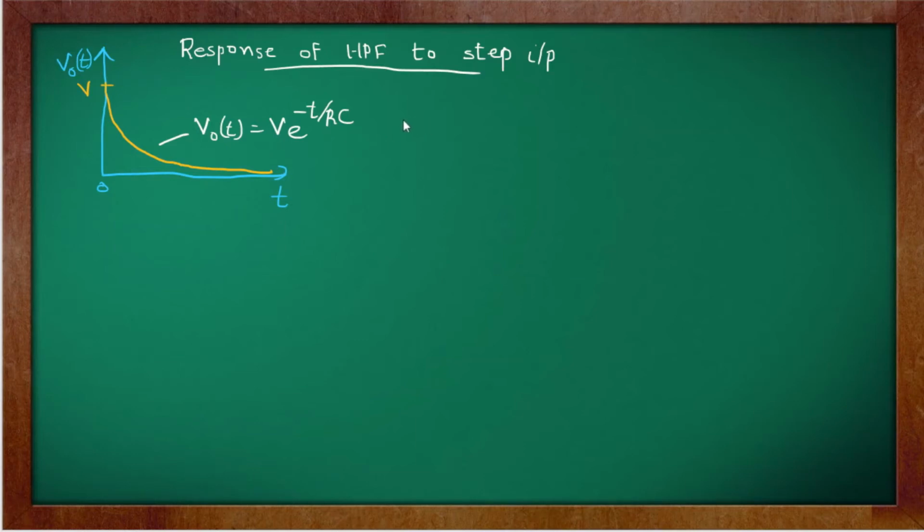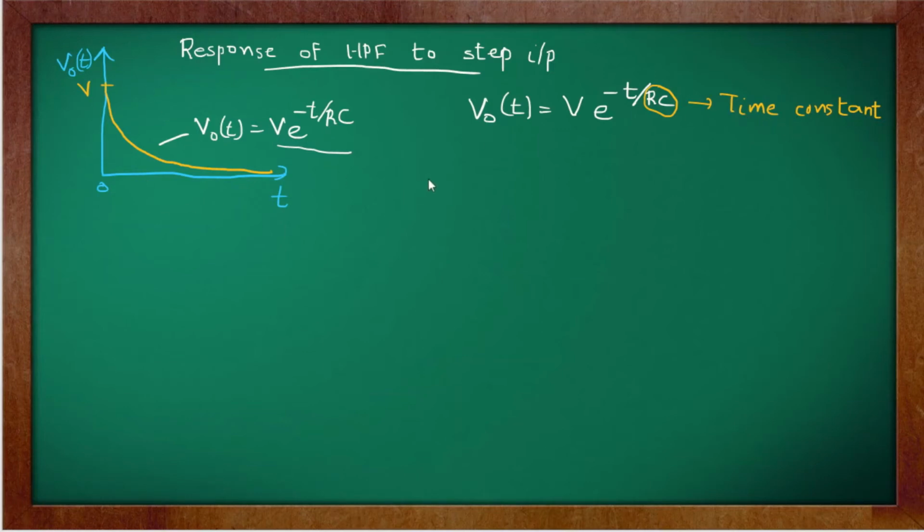Now, we have seen that V naught of t is equal to V e raised to minus t divided by RC. Please note the term RC here. This RC is called the time constant. So let us see the significance of this time constant.